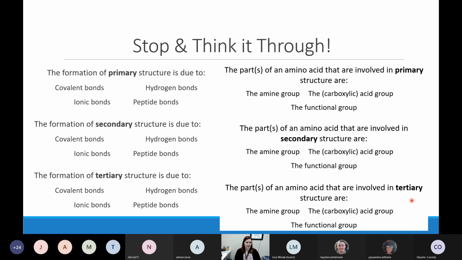Yeah, several of us putting in the chat. Totally right. It's that functional group or that R group. The personality type dictates my tertiary structure. When we're talking about the other levels of structure, those have nothing to do with the functional group. Those are all about the amine group and the acid group. So please make sure to take some time to go back and reflect on this as you're studying and preparing for our class next week.